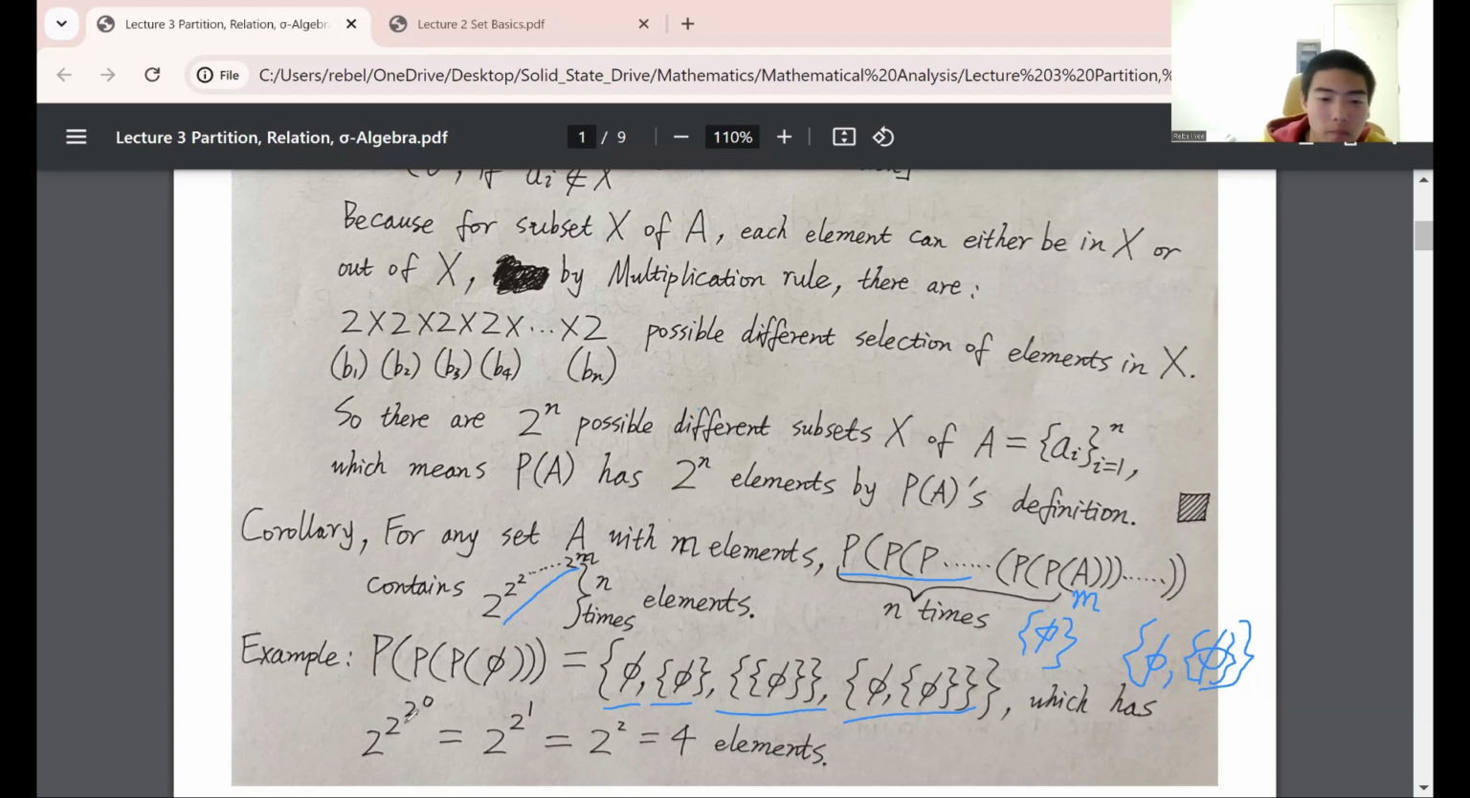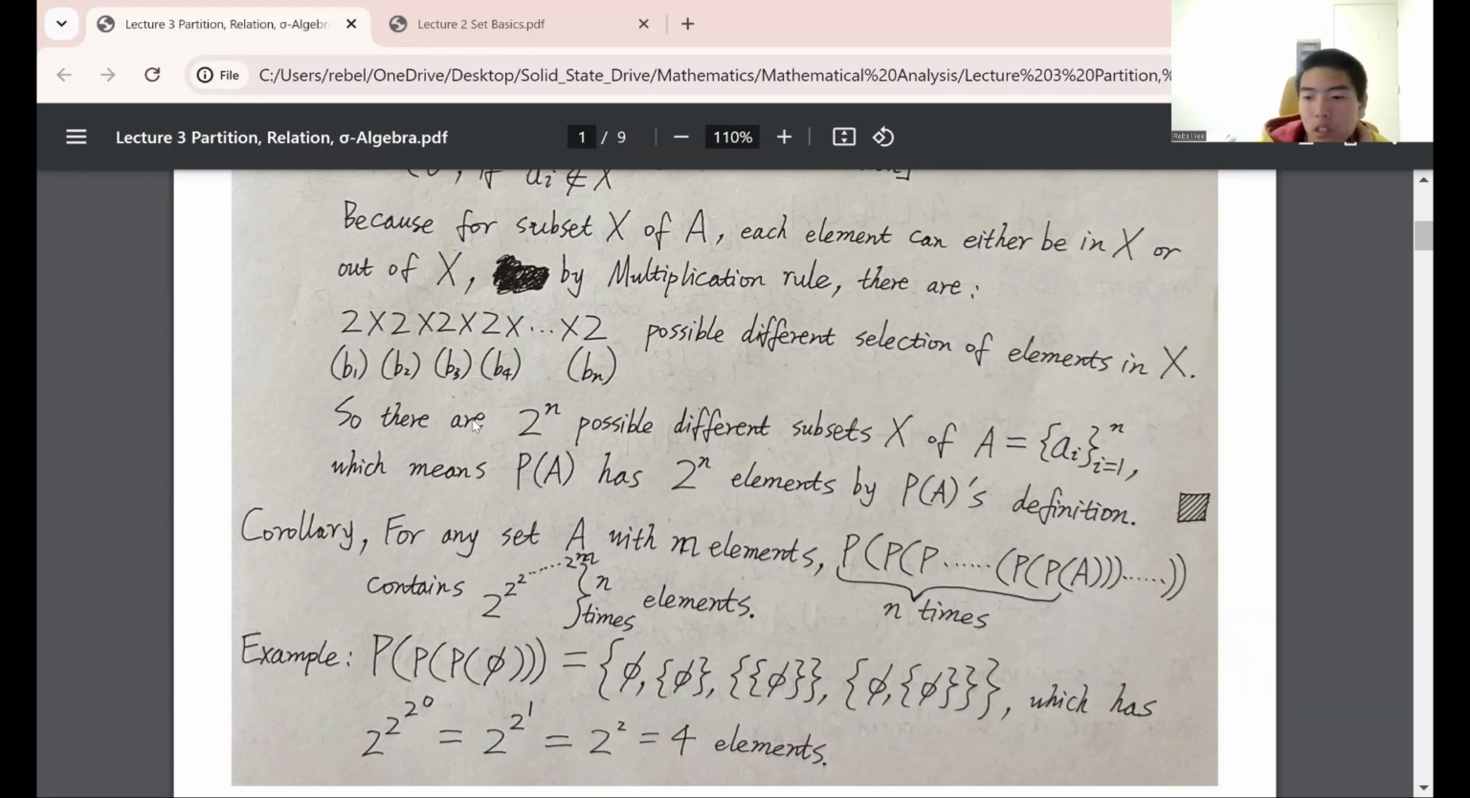So let's check. Because there are 3 layers, it's 2 to the power 2 to the power 2 to the power of what? And m here, how many elements are in the empty set? It's 0. So we do the calculation one by one to find out it's just 4 elements in the end. So this is solved.